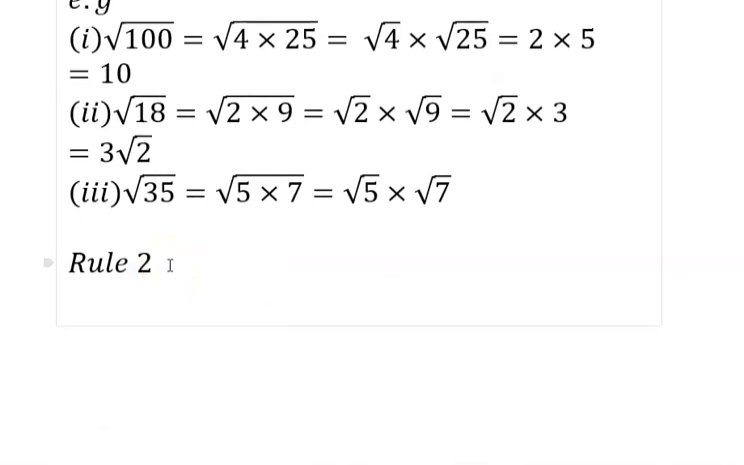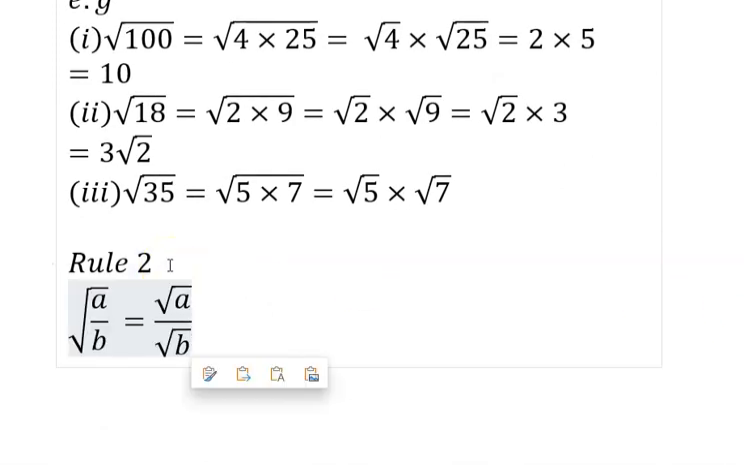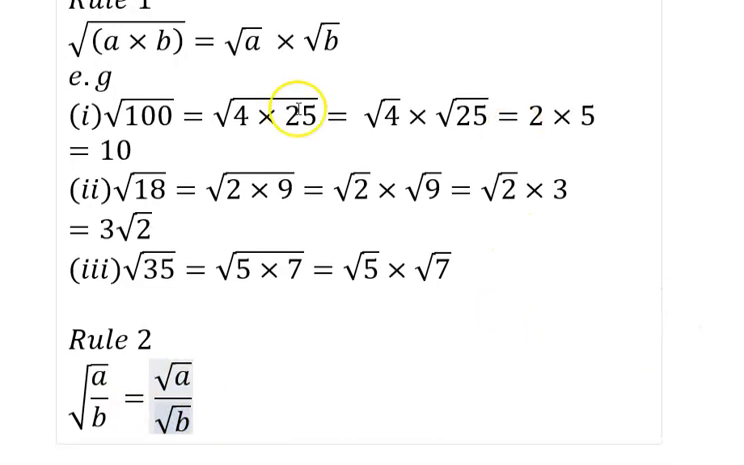Rule number 2. Beautiful. This is the rule. If you have a square root covering numbers that you are dividing, it is advisable you split them up and down. So let's take some examples.